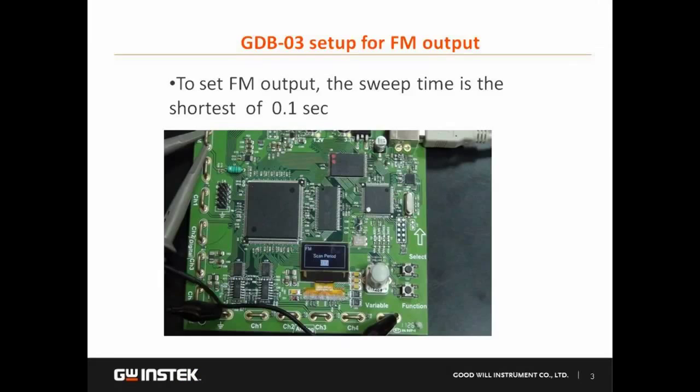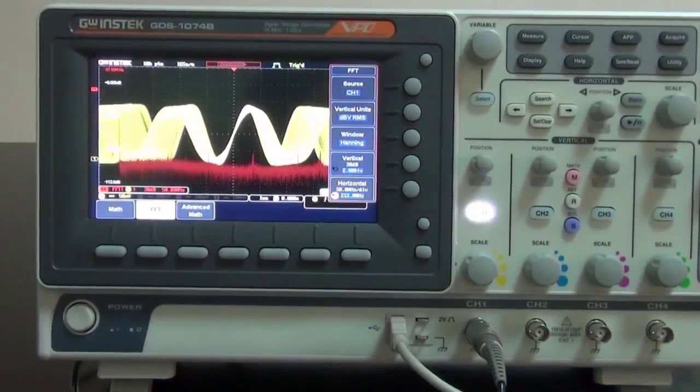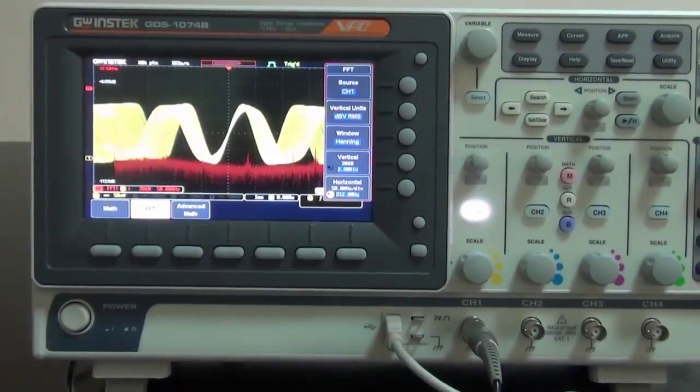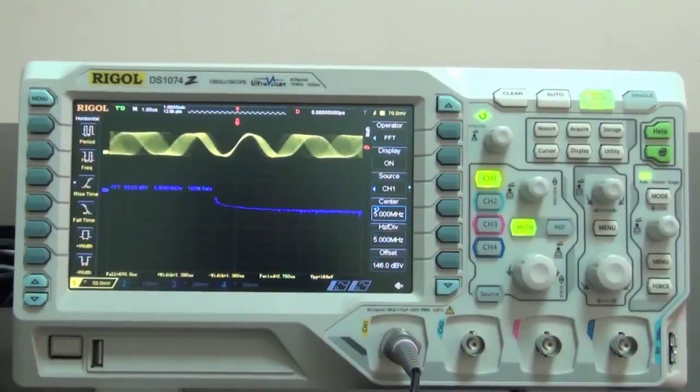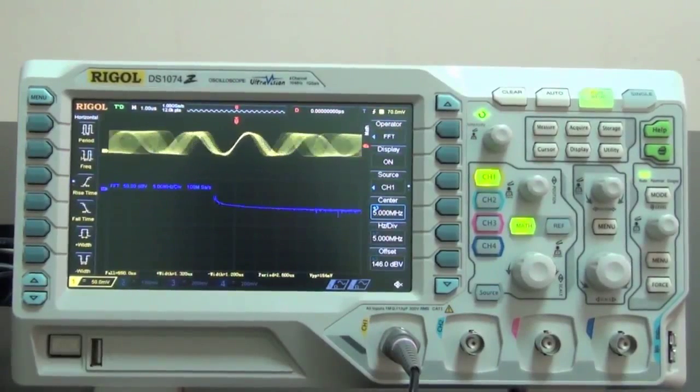Next, we are going to compare waveform update rate using FM signals. Again, GDB03 is used to generate an FM signal. We can clearly see that GDS1074B reveals fast waveform update rate and FFT display. For DS1074Z, it is obvious that both the waveform update rate and FFT display are much slower.